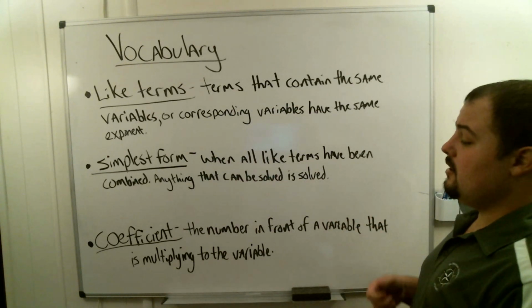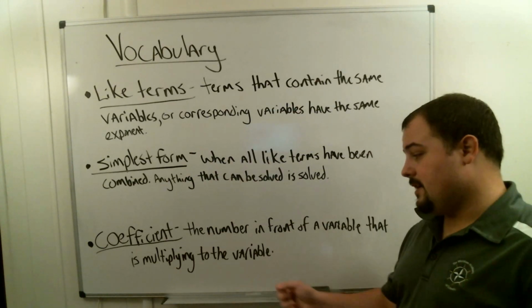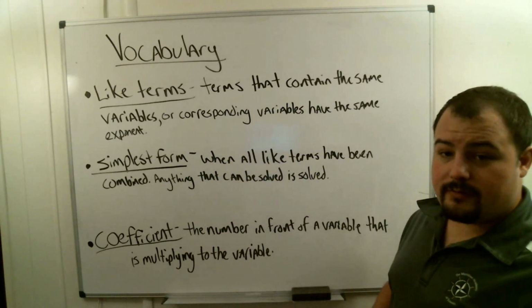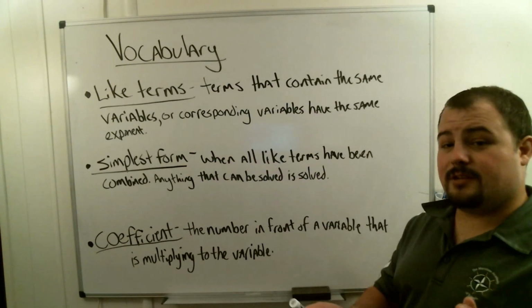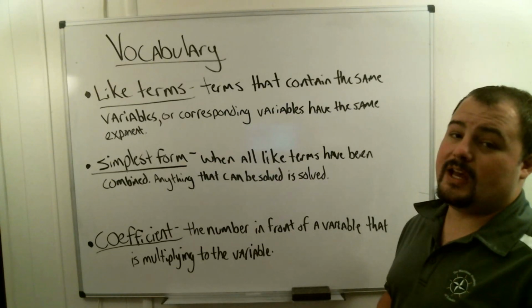A coefficient is the number in front of a variable. It's the number that's actually multiplying the variable. So a number in front of a variable, right next to it with no sign in between, is actually multiplying. Make sure you remember that rule. We're going to be using that a lot this year.